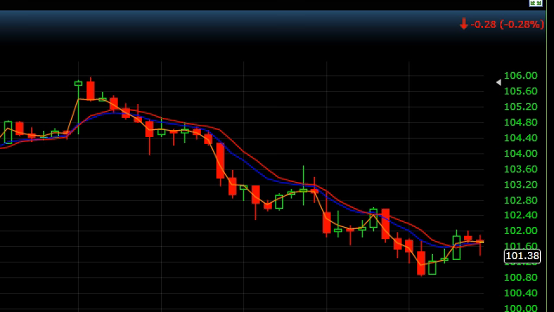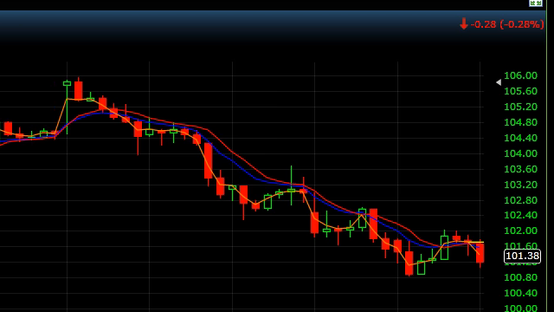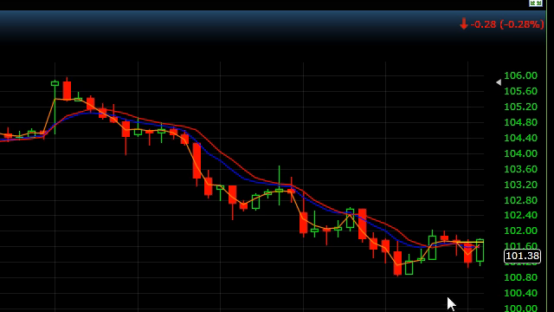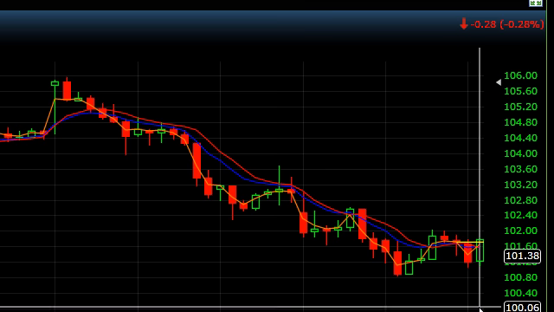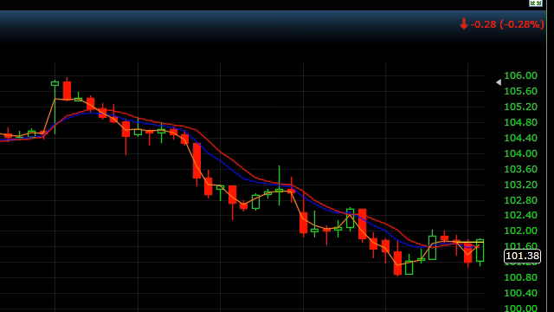Let's see what happens here. Okay, we continued down very nicely. Next bar, we went back up. Now let's take a look here on this bar. It looks like we got a buy signal. Okay, so we have a buy signal.